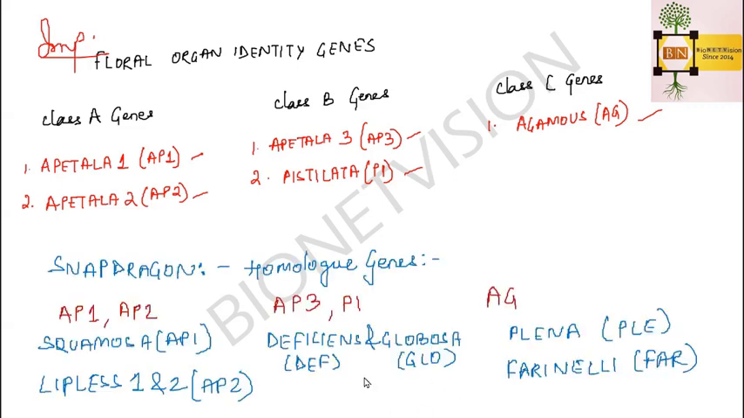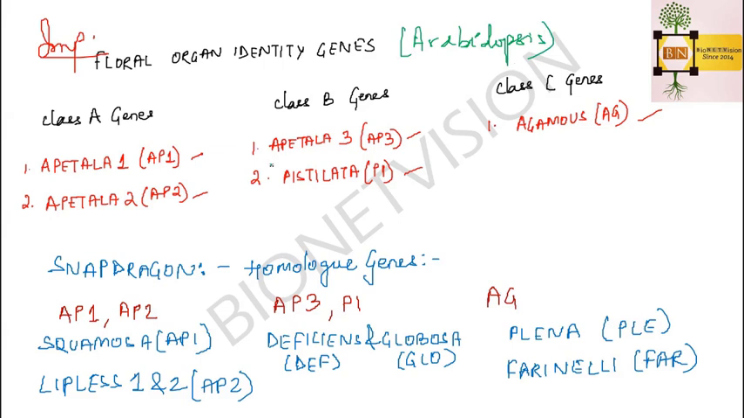Now we got to know about the genes involved in flowering in Arabidopsis. This is what I have included, genes involved in flowering in Arabidopsis. Now we need to know the orthologous flowering genes in Snapdragon also.